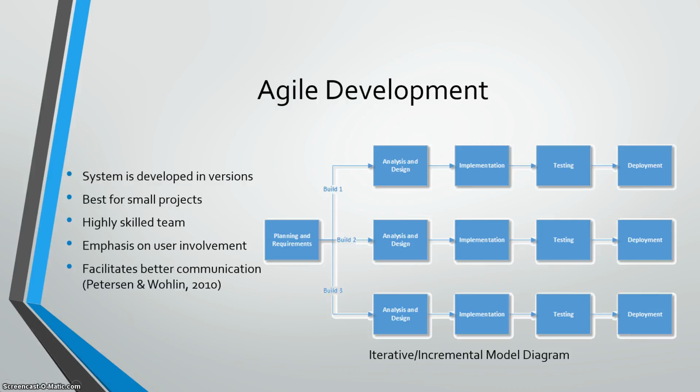And agile development really has a large emphasis on user involvement. Because each has those iterations, user feedback, user testing is very important to determine what do we need to improve in the next iteration. And Peterson and Wolin say that because the iteration lengths are so short, it really does facilitate better communication. Users are going to be more involved than they would be in a plan-driven method.